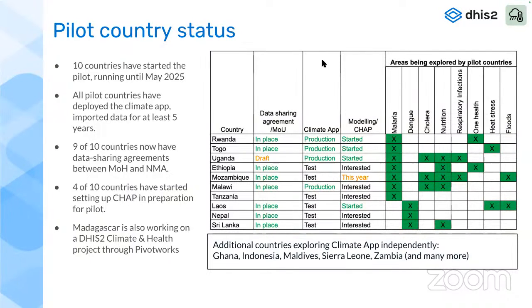Again, for these countries, these are some of the areas that have piqued interest. As you can see, most of them are really focusing on malaria, especially the ones in Africa. But for Asia, the focus has been more on dengue. But there have also been other areas of interest.